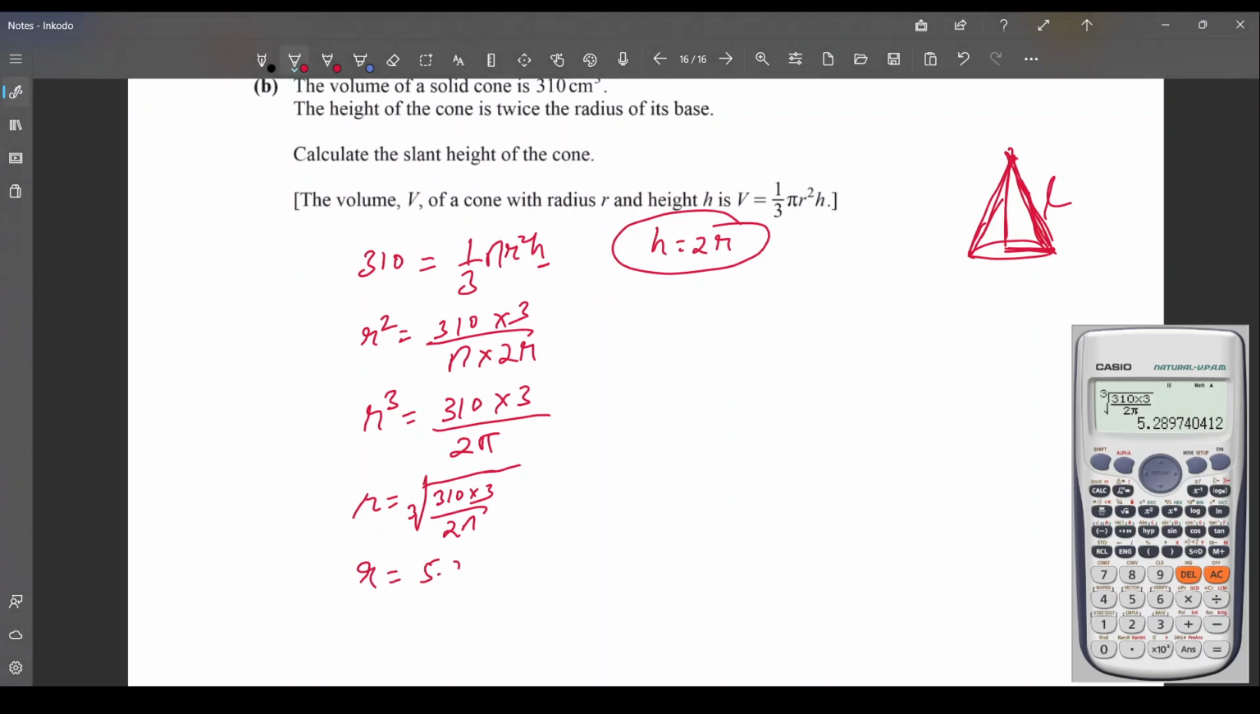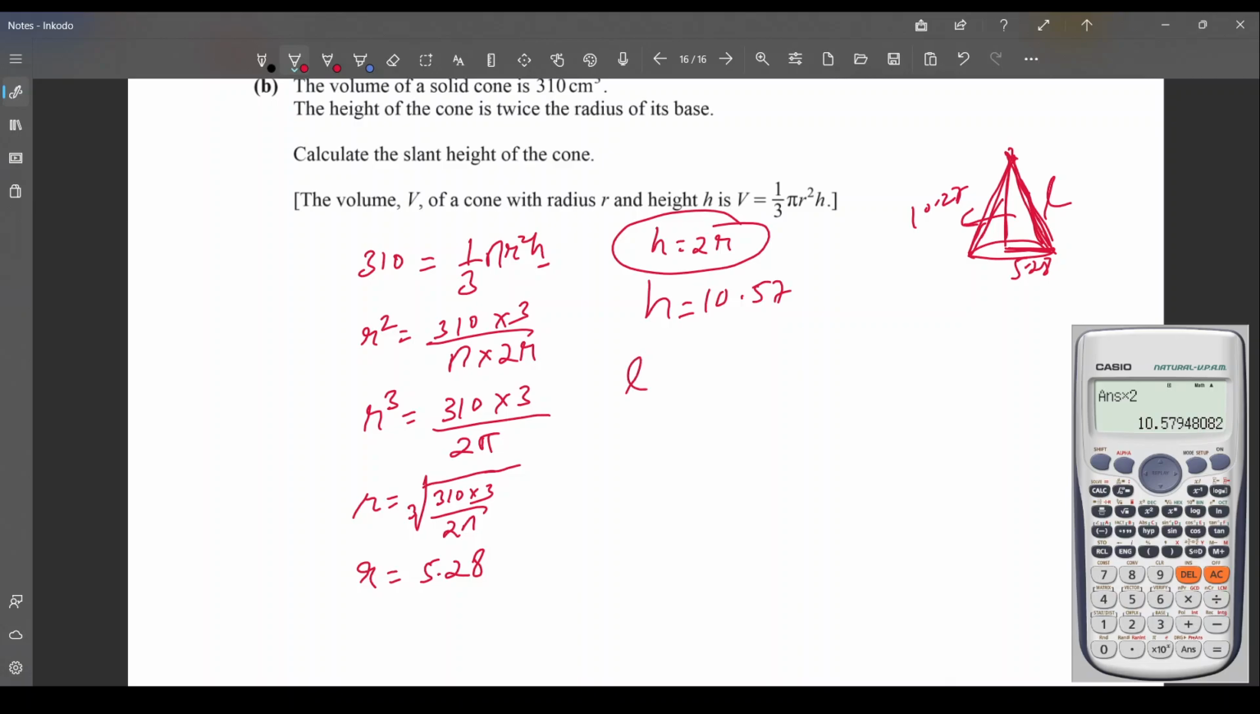r is 5.28, and h will be double of that, so h will be 5.28 times 2, that is 10.57. So h is 10.57. So this is 5.28 and this is 10.57.